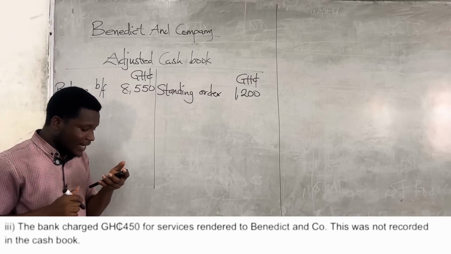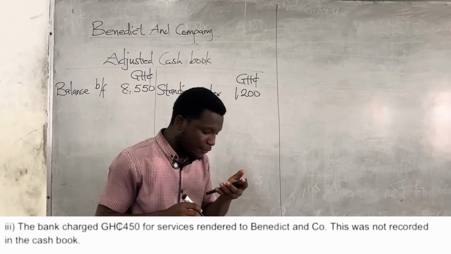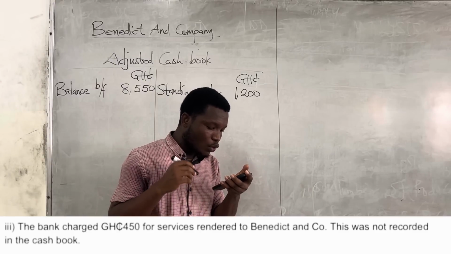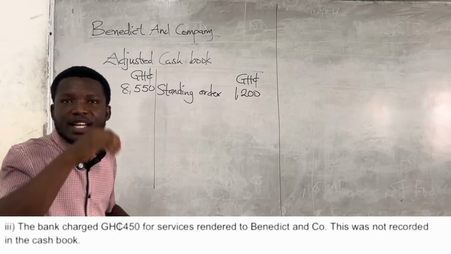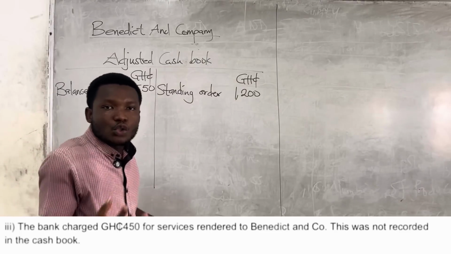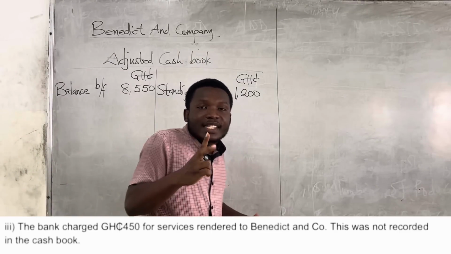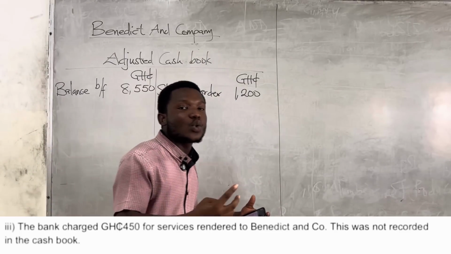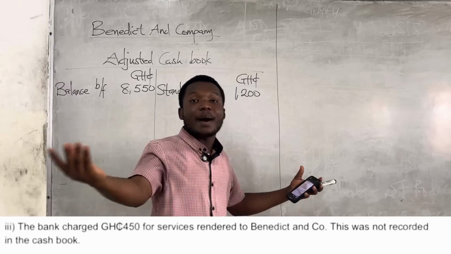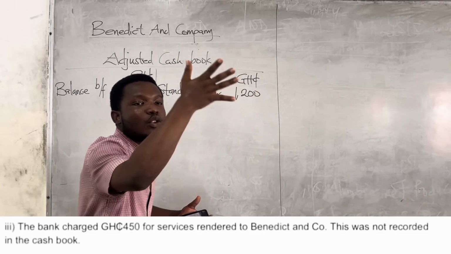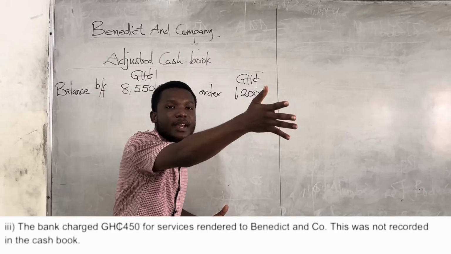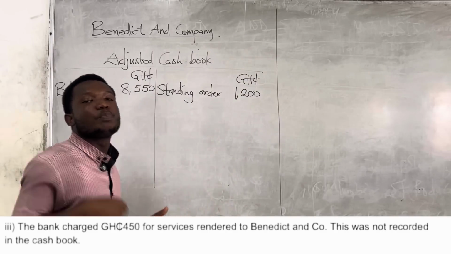Now the next question, which is the III. The bank charged 450 for services rendered to Benedict and Co. This was not recorded in the cash book. Now, when Benedict opened the bank account, they took a checkbook, they took an ATM card, and sometimes they may also try to use mobile banking. So these services that they are rendering for Benedict and Co. company, they have to pay for it.